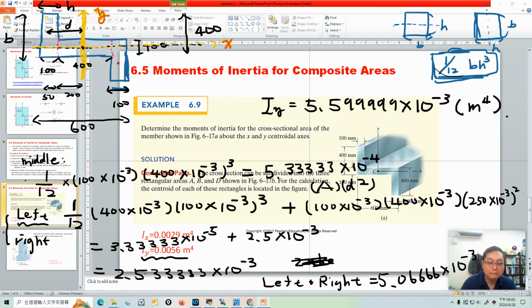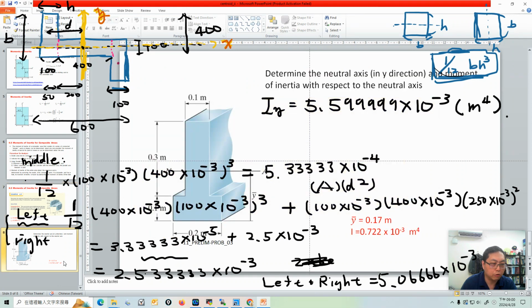So here is the remaining part of this problem. I'll stop the video here and see you in the next example. In the next video, I'll talk about another problem from your textbook.